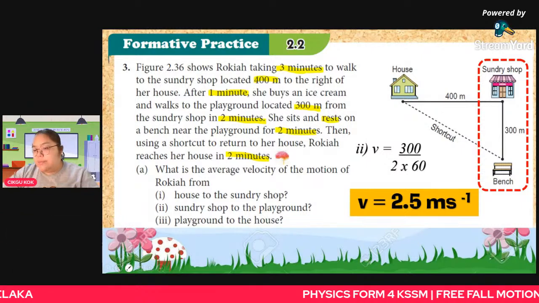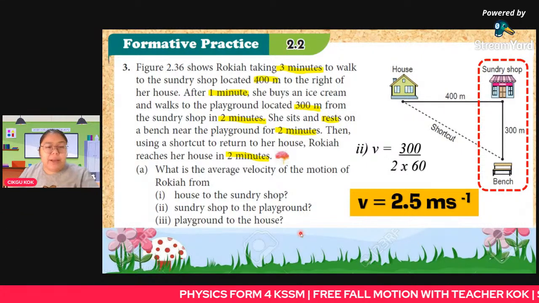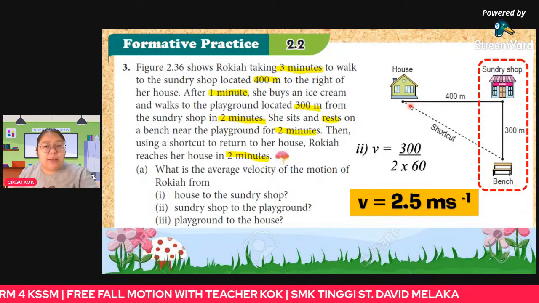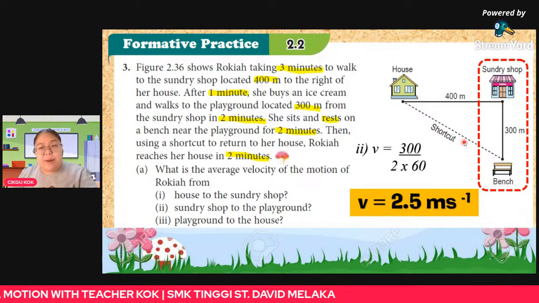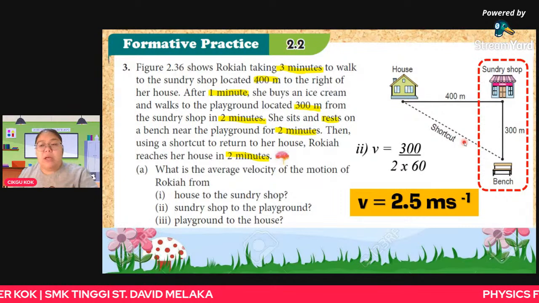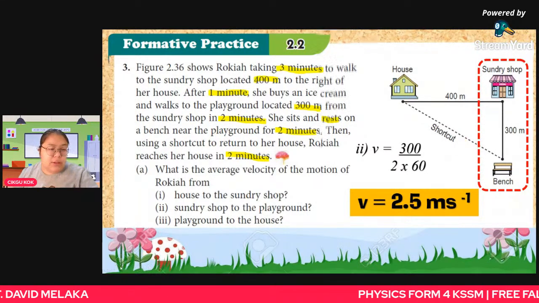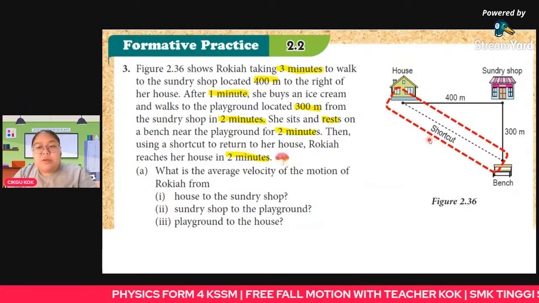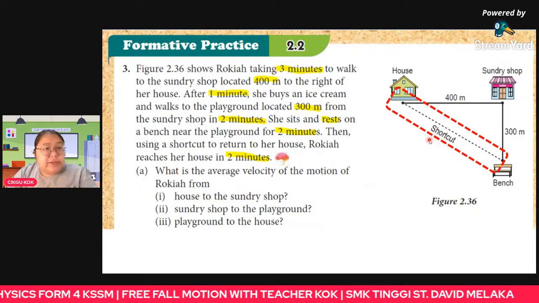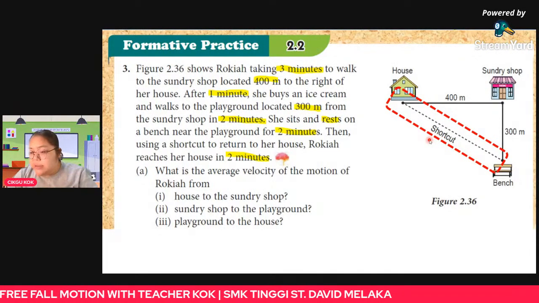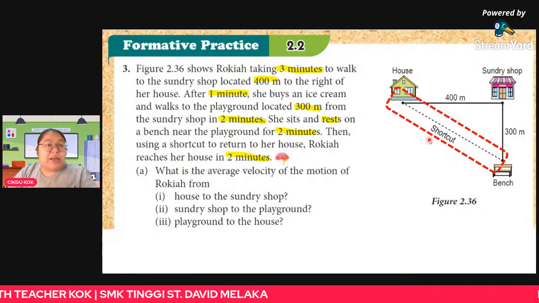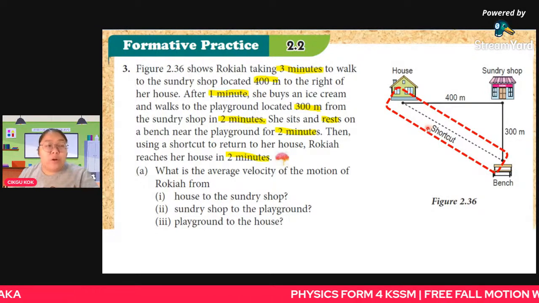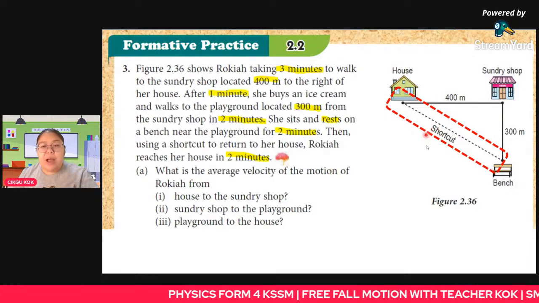The last one, they say the playground to the house. From the playground they want to go to the house, that means it should be the shortcut. But the question never gives you the displacement. We do not know how much. So what do we need to do now? I want this part, so you need to find out the displacement first. Someone gave me the answer 4.17 already. I will explain the shortcut first. You need to find the displacement, after that, divide by the total time taken. So from here, how to find this shortcut?